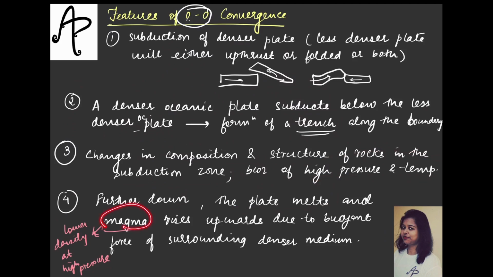And the magma, if you remember, what did we discuss about magma? Magma was those remaining structures only, and then the other materials. So it rises upwards due to the buoyant force that you get from the surrounding denser medium, because as compared to the surrounding situation, magma has lower density. So this much is what you already know.